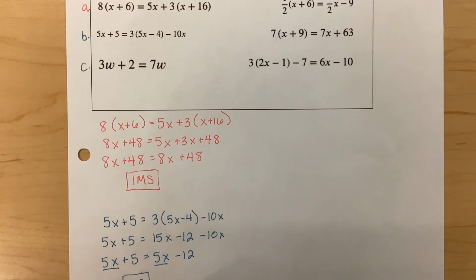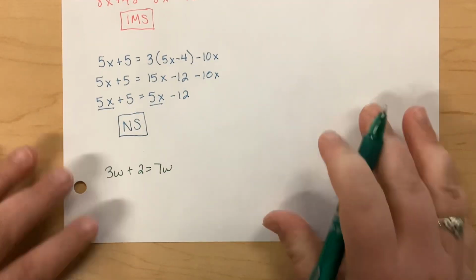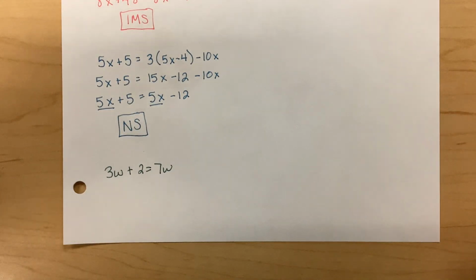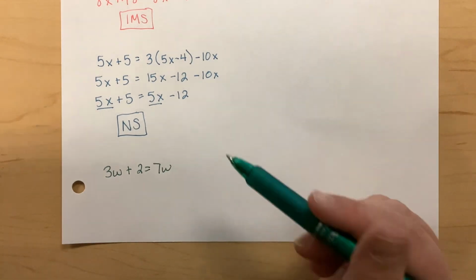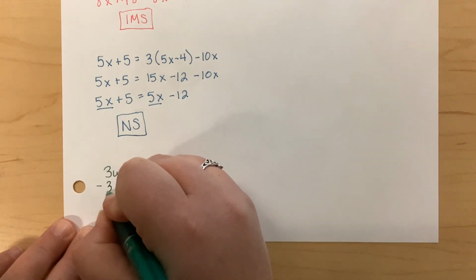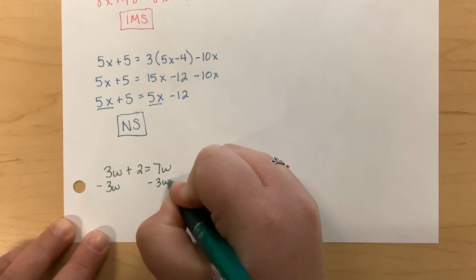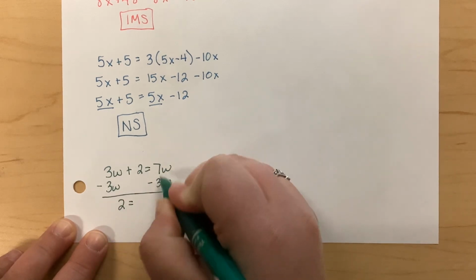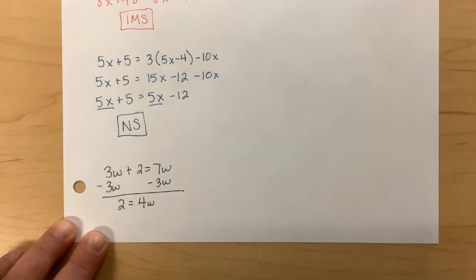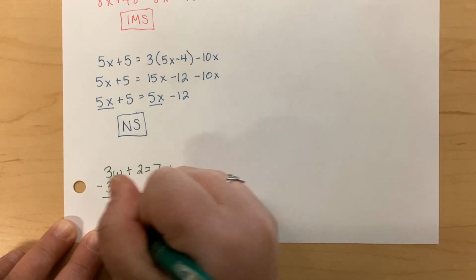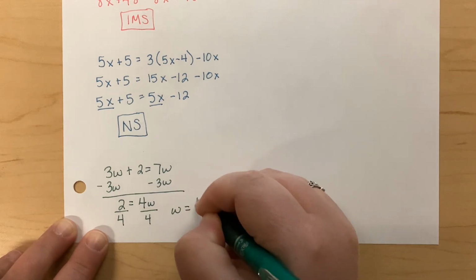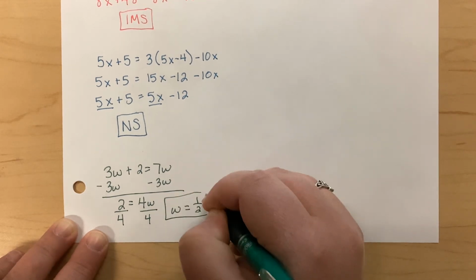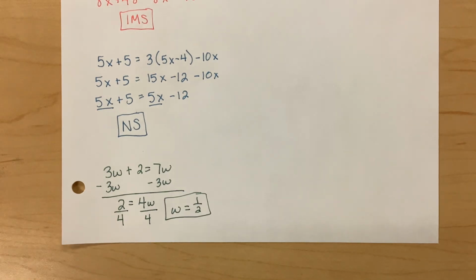That's 3w plus 2 equals 7w. Now this time I do have variables on both sides, but you might notice that they are not the same. This is a 3w and this is a 7w. So I'm actually going to get a single solution here. When I subtract the 3w, I get 2 equals 4w. And when I divide by 4, be very careful here. This is not 4 divided by 2, it's 2 divided by 4. So that means w is 1/2, not 2. But that would be the solution for that one.